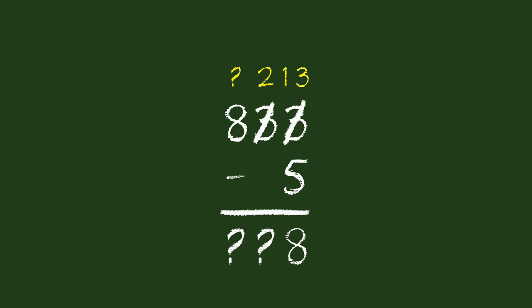We have no other numbers in the tens and hundreds column, so we can bring these numbers down to the tens and hundreds answer locations. So now we have the answer. 833 minus 5 equals 828. Here's another one. 807 minus 9.